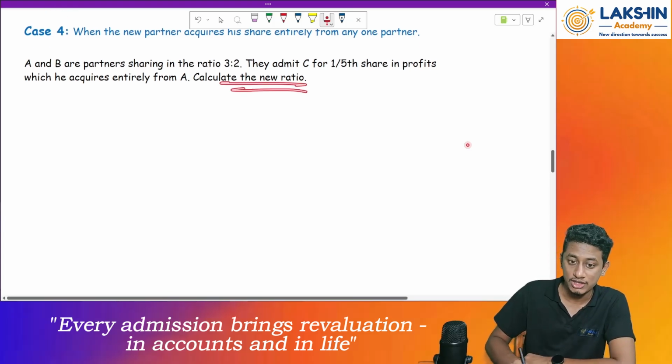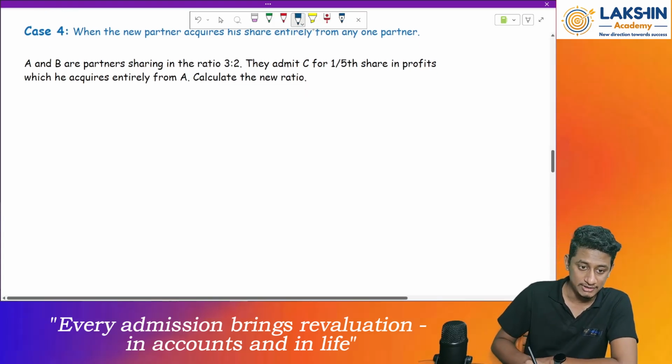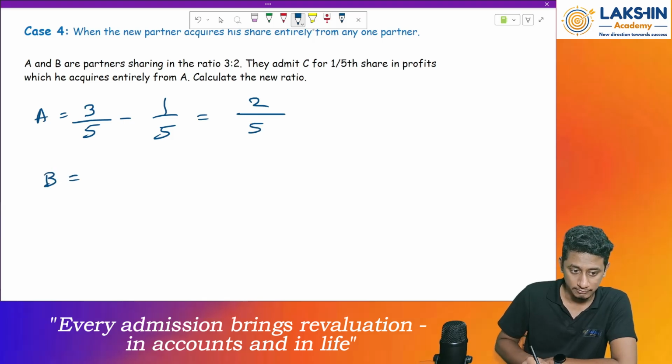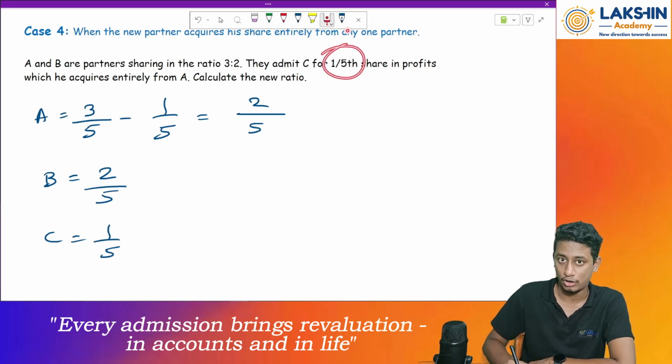So now compute the new ratio. So that means A's ratio was 3 by 5, out of which he has given up how much? 1 by 5. So the new ratio will be how much? 2 by 5. For B it was 2 by 5. And for C it will be how much? 1 by 5, because 1 by 5 is already given to us.